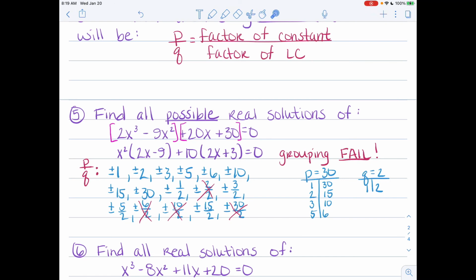All right, so these are the possible solutions. In order to figure out if they are solutions, we would need to test these, and we will do something like that on our next example.